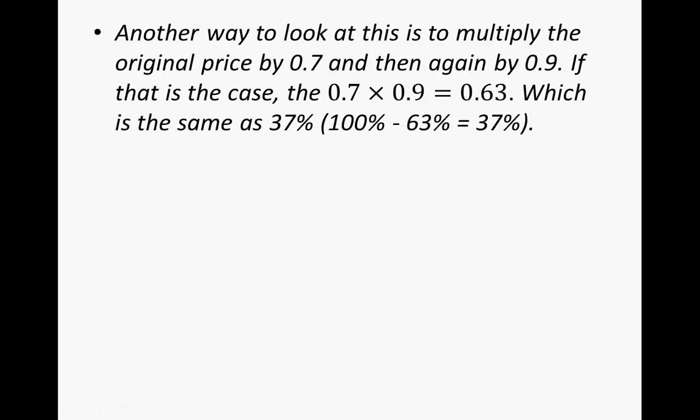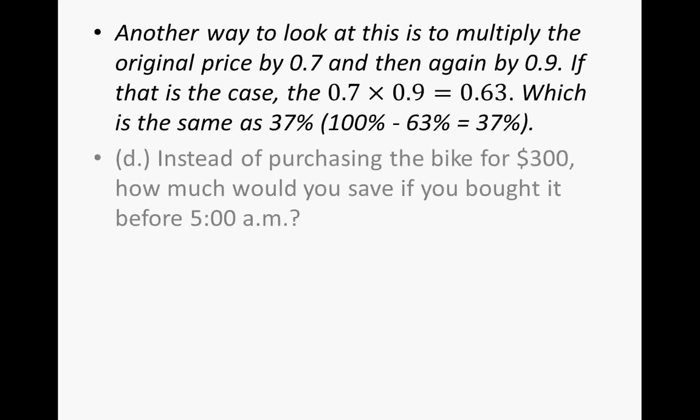Another way to look at this is to multiply the original price by 0.7, which is 70% of the original price, and then again by 0.9, because you're taking 90% of the second price. So 7/10 times 9/10 is 63 hundredths, which is 63%, and 100% minus 63% is 37%. So there are two ways we can prove that it is not 40% and that you cannot just add 30% and 10%.